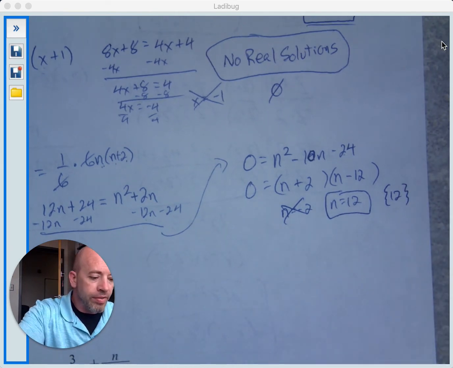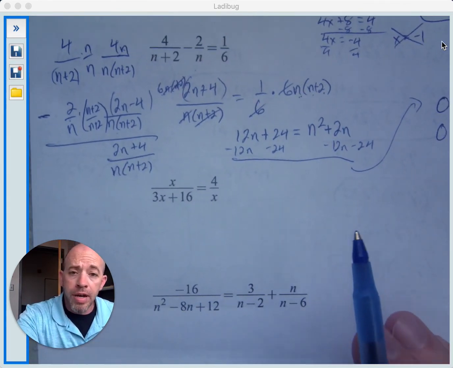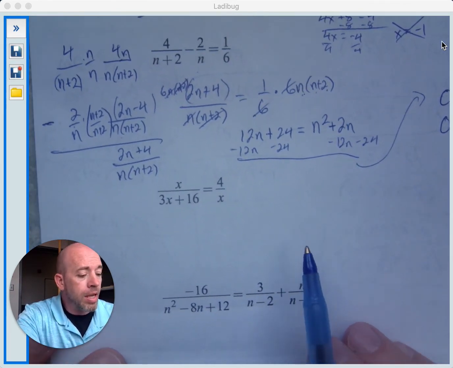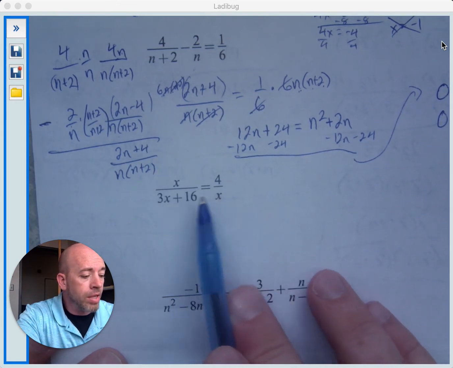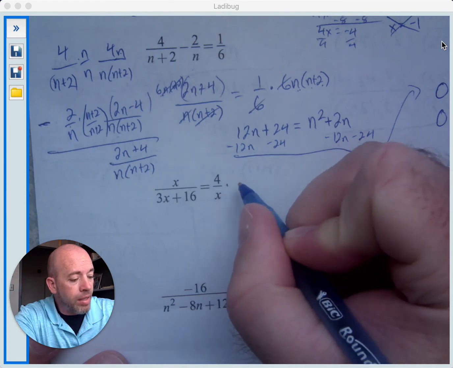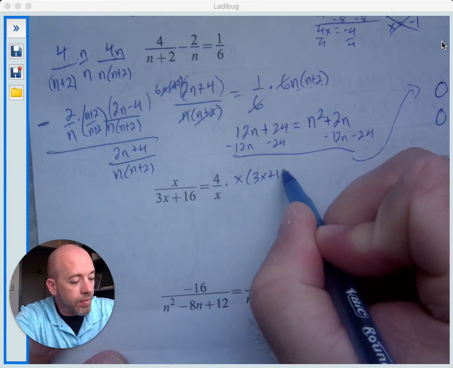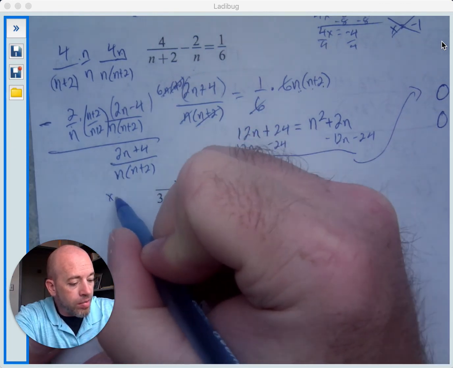All right, we have a couple more of these to do. Let's see, x over 3x plus 16. And all right, so we have a fraction equal to a fraction. Your common denominator is just going to be the product of the two denominators. So I'm going to multiply both sides by the product of the two denominators, x and 3x plus 16.